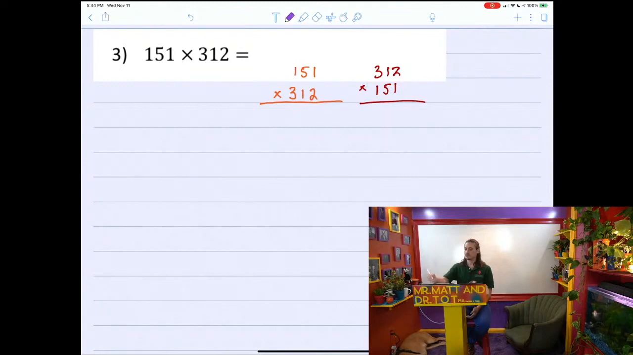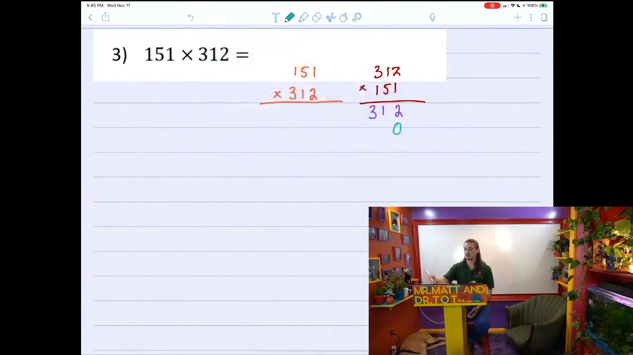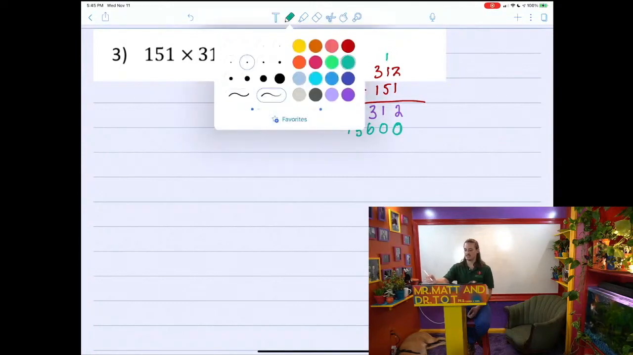For the ones value, we're going to have 1 times 2, which is 2, 1 times 1, which is 1, 1 times 3, which is 3. Now we're going to go to the tens value, so we need a place marker of 0. 5 times 2 is 10, so keep the 0, carry the 1. 5 times 1 is 5, plus 1 is 6. 5 times 3 is 15, and we don't have another digit to carry over, so we write out the 15.